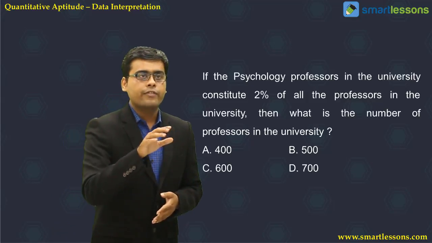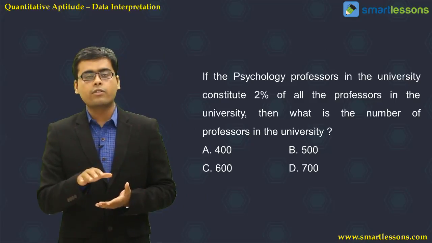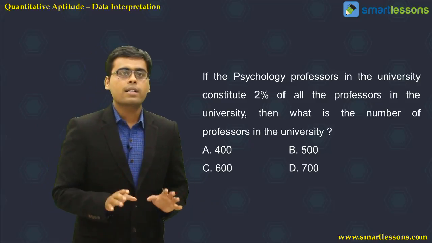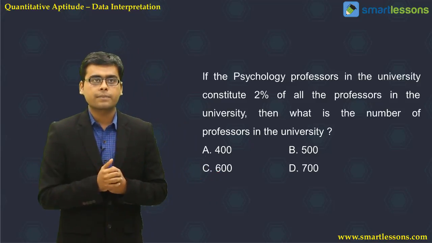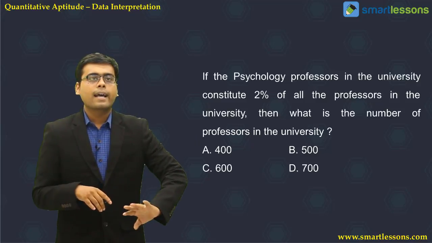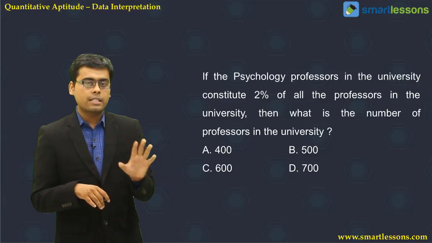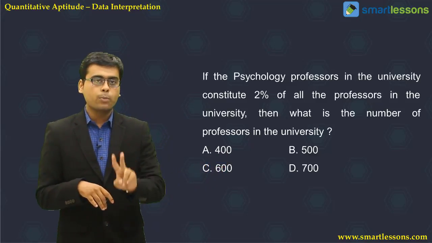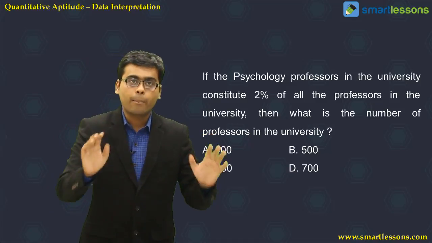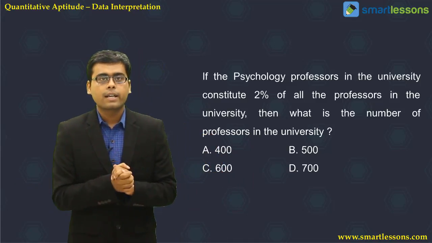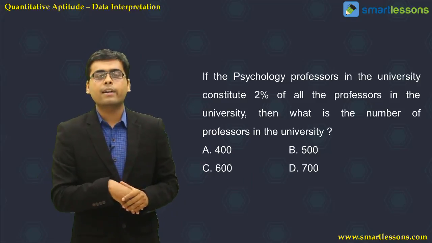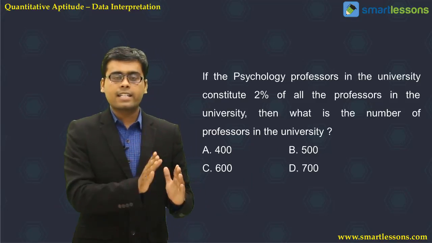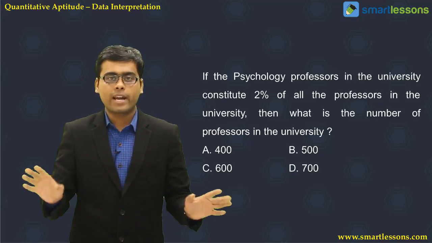Next one. If the psychology professors in the university constitute 2% of all the professors in the university, then what is the number of professors in the university? So the question is that the psychology professors constitute only 2% of all the professors in that university. Then you have to find the number of professors in the university. It is clear from the bar chart that the total number of psychology professors is 6 female, 4 male. So that is 10.